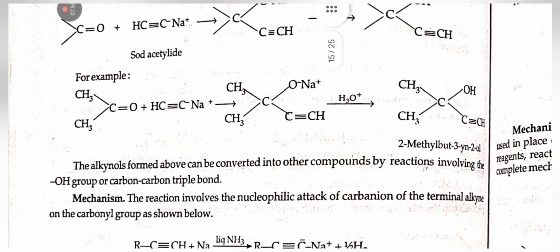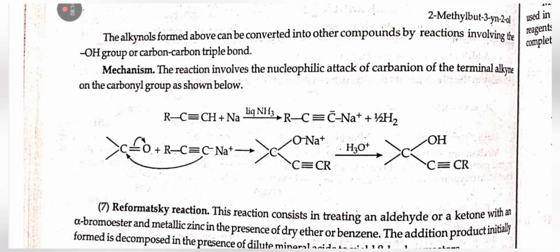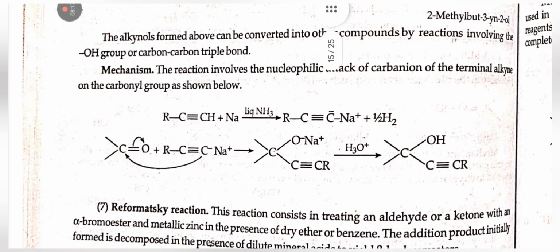The examples are given. The alcohol formed above can be converted into other compounds by reaction involving the OH group or carbon-carbon triple bond. Mechanism. The reaction involves the nucleophilic attack of carbanion of terminal alkyne on carbonyl group as shown below.